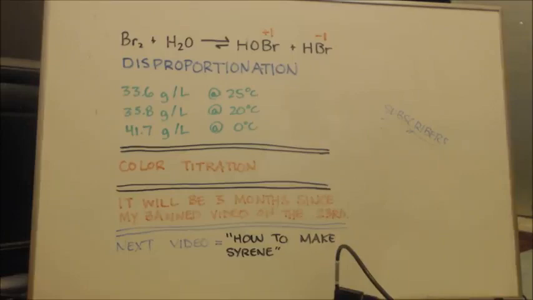HOBr, it's a +1 for the Br. HBr, it's a -1 for the Br. So you can see the two Brs were at 0, one went up to +1, one went down to -1.